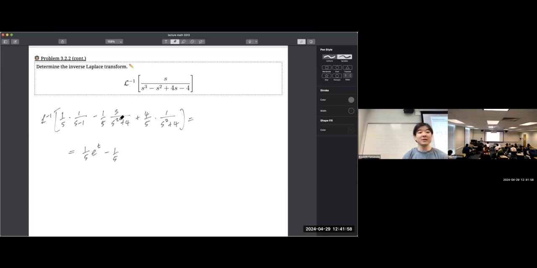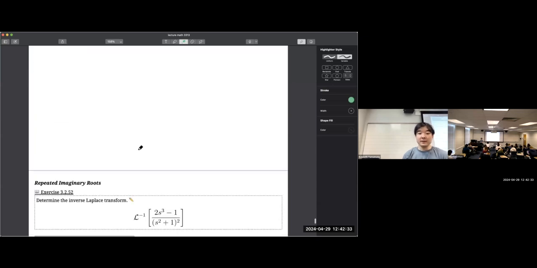This looks like a cosine or a sine. Do you remember now? Cosine 2t because of the 4. And this is 4/5. And this one you have to compensate for a little bit, because this looks like the sine, but sine with b equal to 2, which means there would have been a 2 up here. So you'd have to take this and divide by 2. So it's 2/5 sine of 2t. And that's it.